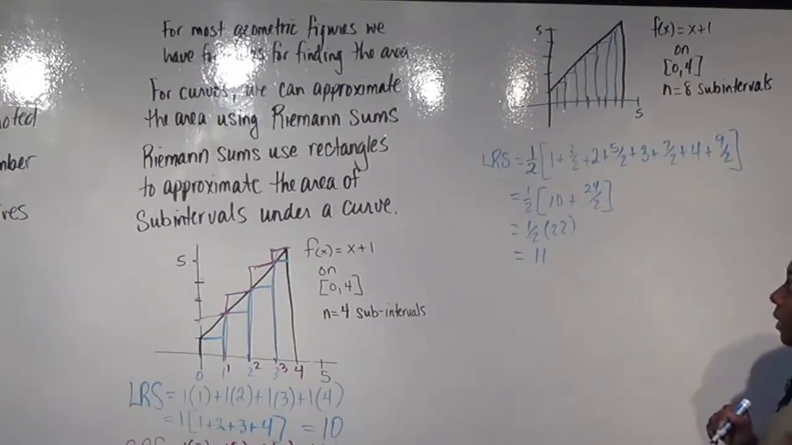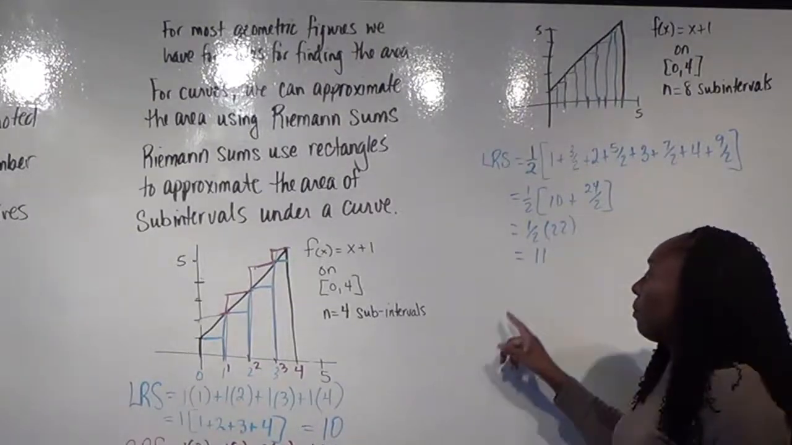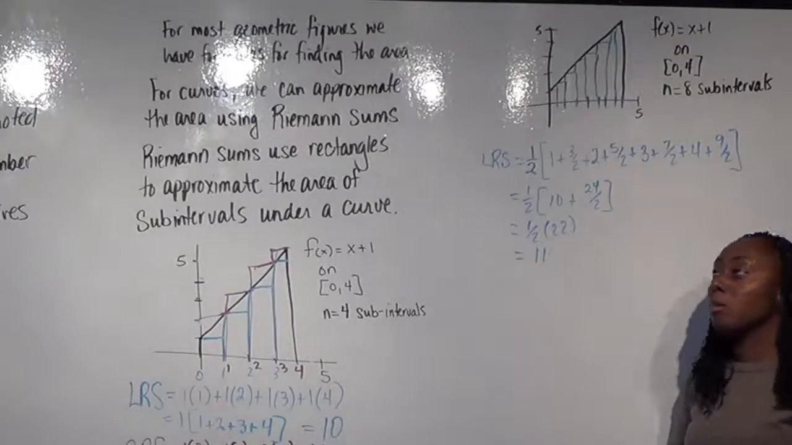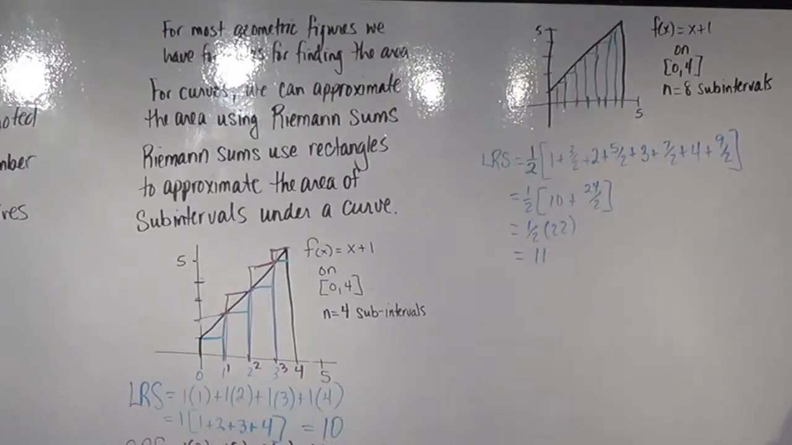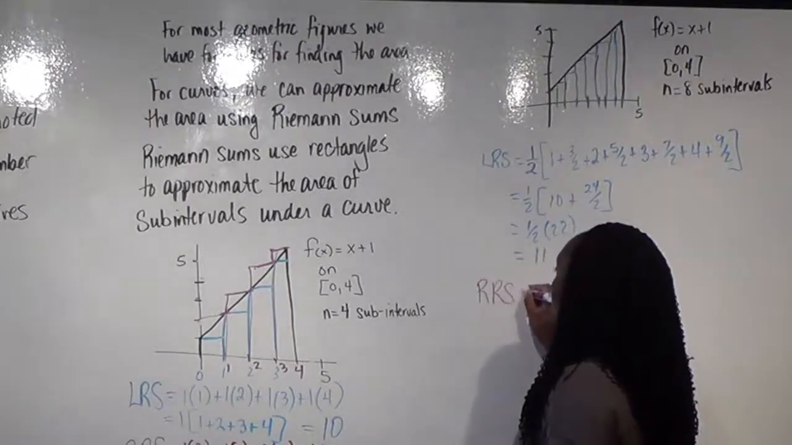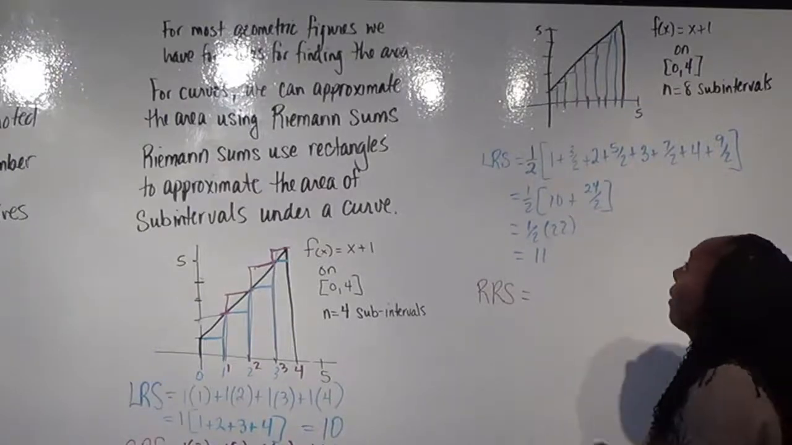So there's my left Riemann sum. And again, notice I didn't quite get the same thing I got here because my area is filling out more of the region. Okay. So likewise with the right Riemann sum, I'm going to see something similar, except again it's going to be an over approximation to the area.